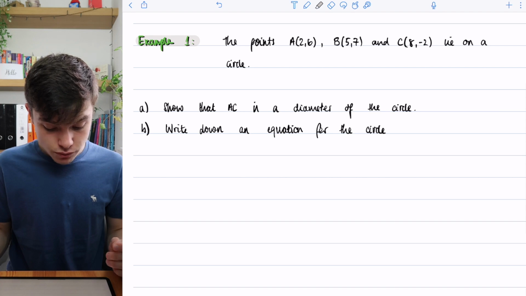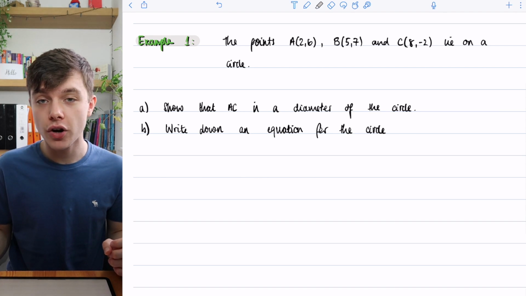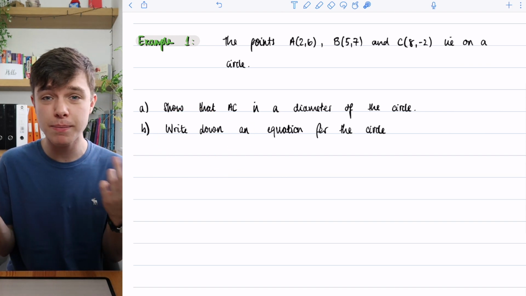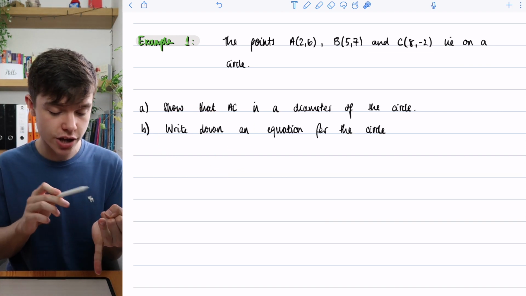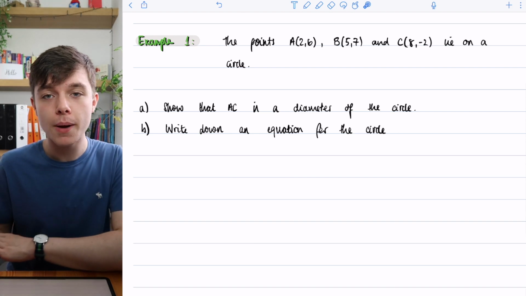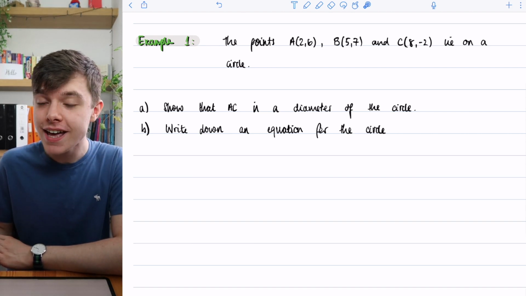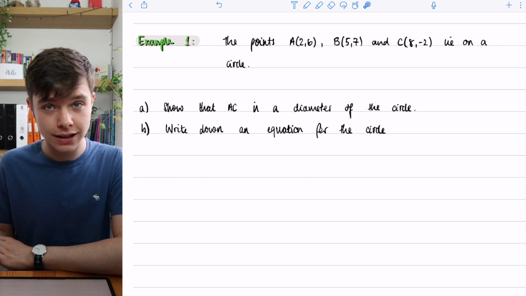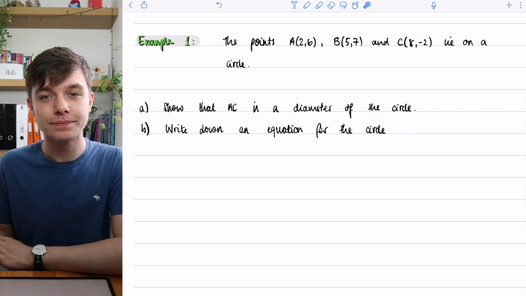And then part B says write down an equation for the circle. So write down, do you have to do much maths? Maybe you do. You'll need to know the centre, you'll need to know the radius. So see what you can do with that. Pause and have a go. For part A, think about a right angle in a circle and what does that tell us, okay? Pause and have a go, and then we'll work through the answer.